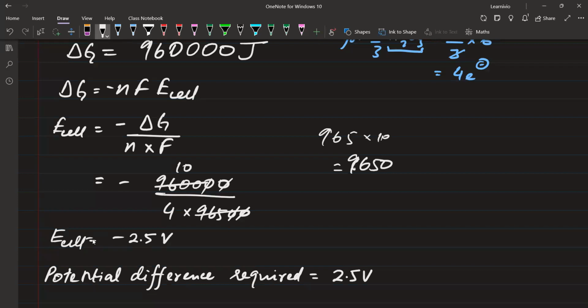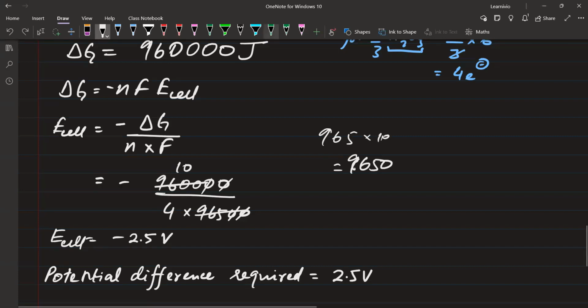ठीक है, यहाँ पे ध्यान दीजिएगा. Why I'm not writing the negative sign here? Because I have already written required. So when I say required, that means I am going to invest that much volts. ठीक है, so potential difference required will be equal to 2.5 volts. E cell will be minus 2.5 volts. That minus sign is giving us an idea that 2.5 volts of energy is required.